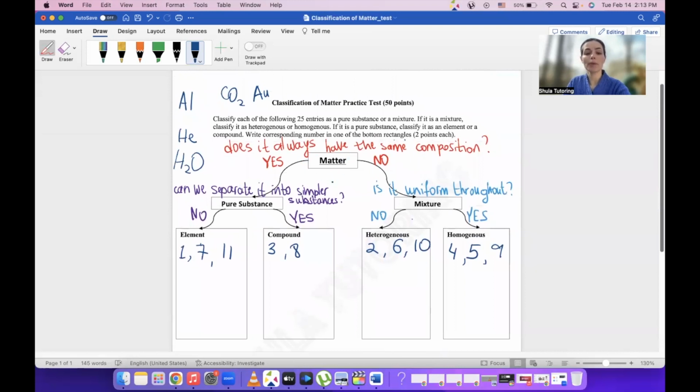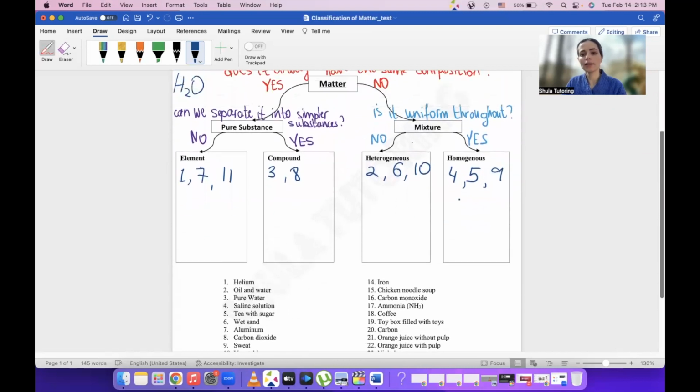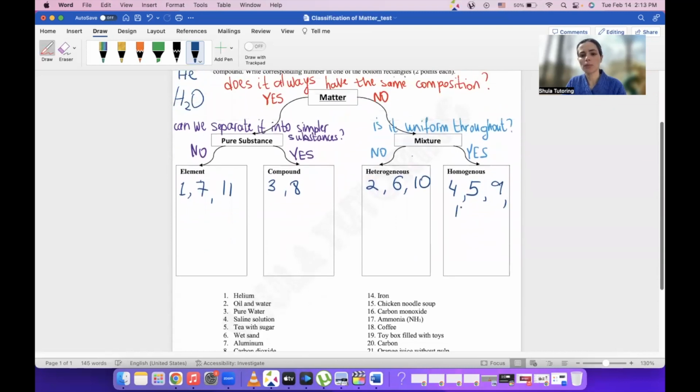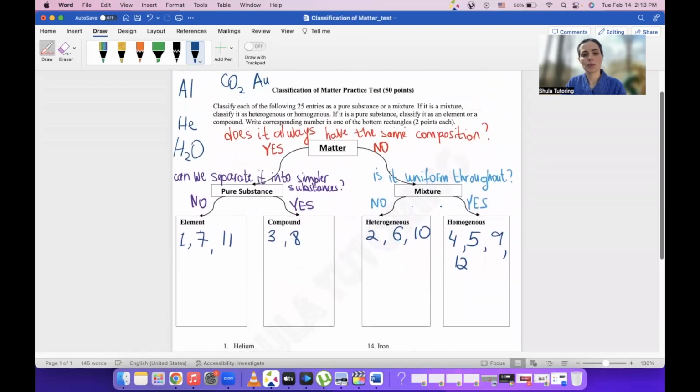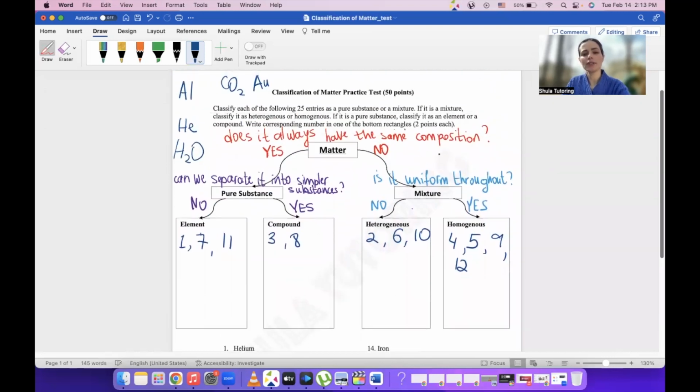No, there are so many different types of wines, right? You can have dry, semi-sweet, sweet, red, white, so many different types of wines. So it's a mixture. Is it uniform throughout? Yes, because it's dissolved, it's mixed evenly. You cannot see individual components. So wine, number 12, is a homogeneous mixture. Bronze, does it always have the same composition?